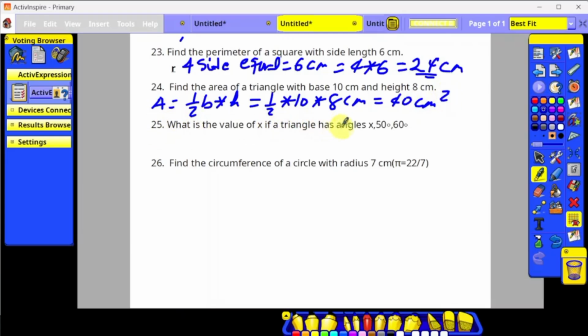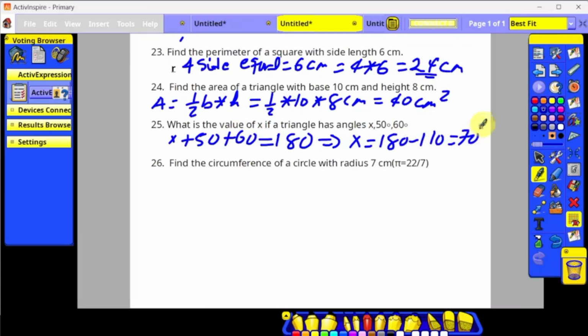What is the value of x? A triangle has angles x, 50 degrees and 60 degrees. The sum of the angles of a triangle is known to be 180 degrees. So x plus 50 plus 60 is equal to 180, which implies x is equal to 180 minus 110, so that's equal to 70 degrees.